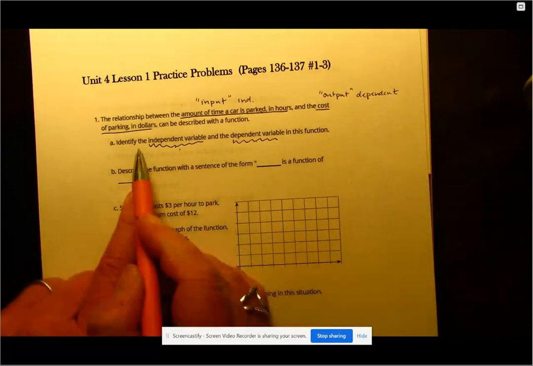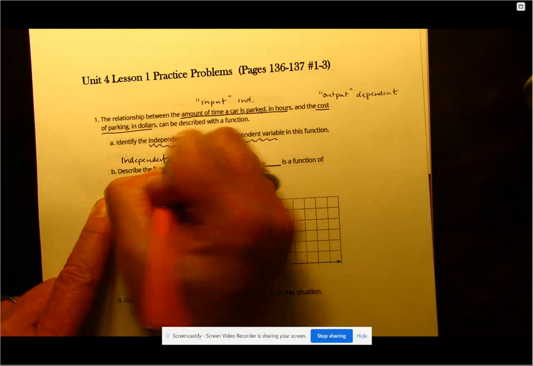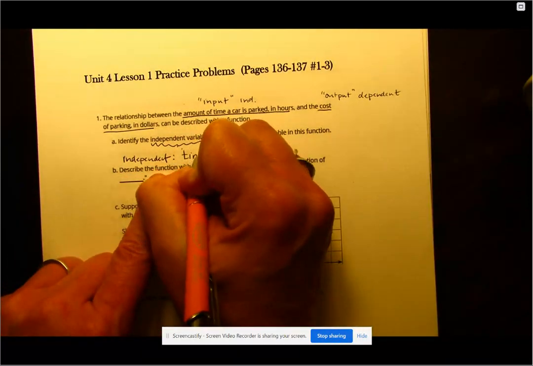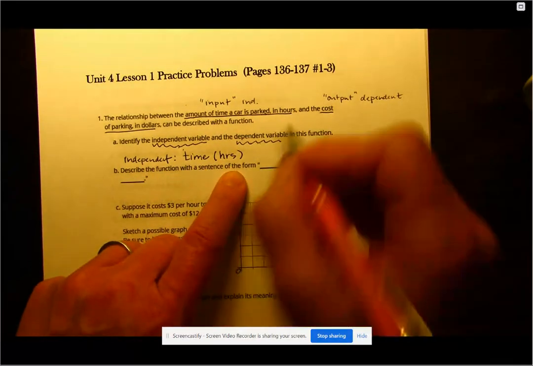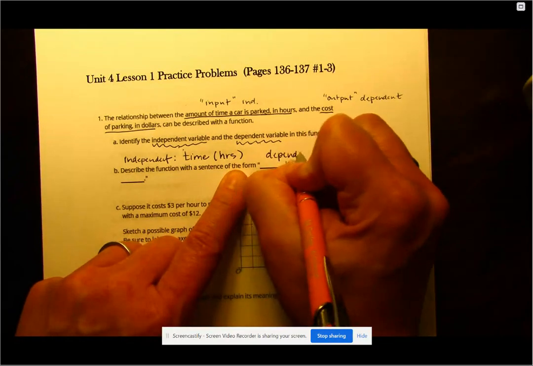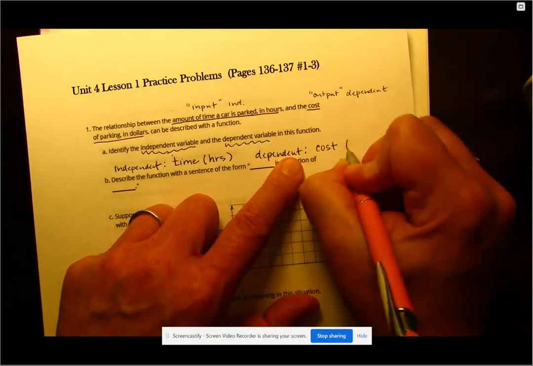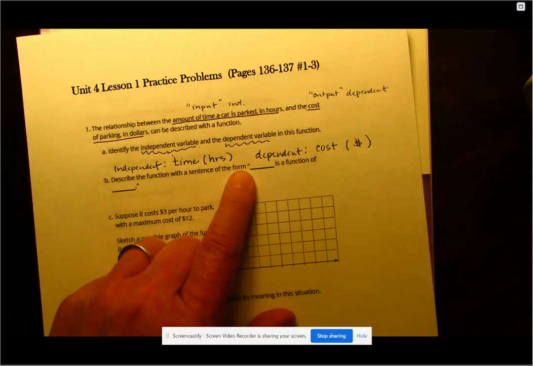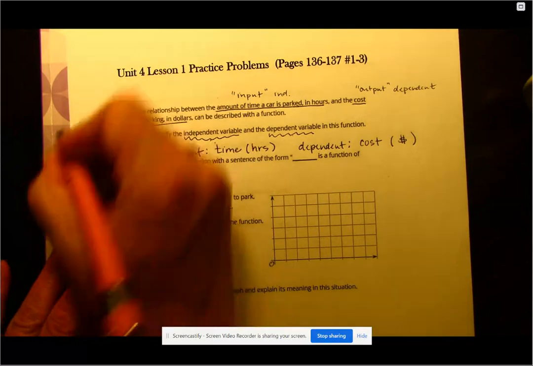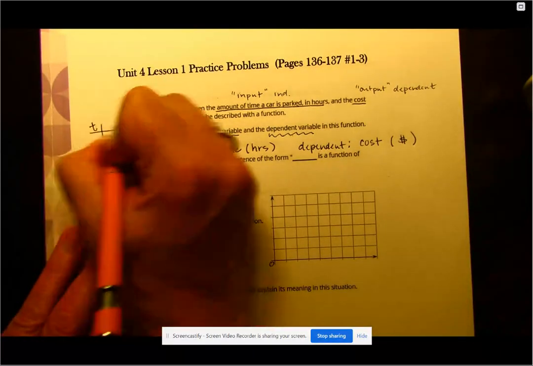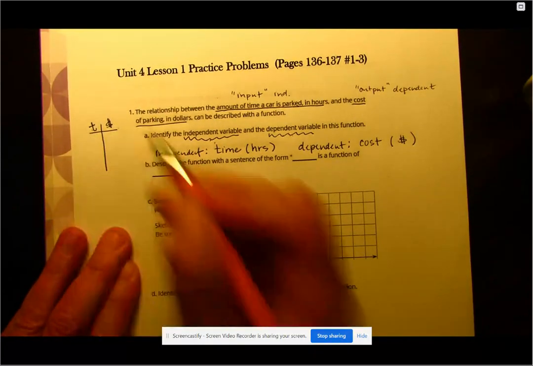Okay, so the independent variable, what are we measuring? We're measuring time. How are we measuring it? In hours. Okay, the dependent variable, the output, is the cost. That's what we're measuring, cost. And how are we measuring it? In dollars. All right. Oftentimes, if you get a little bit confused, an XY table helps. What are you plugging in? You're plugging in time, and out comes how much you owe. Independent, dependent, in, out.